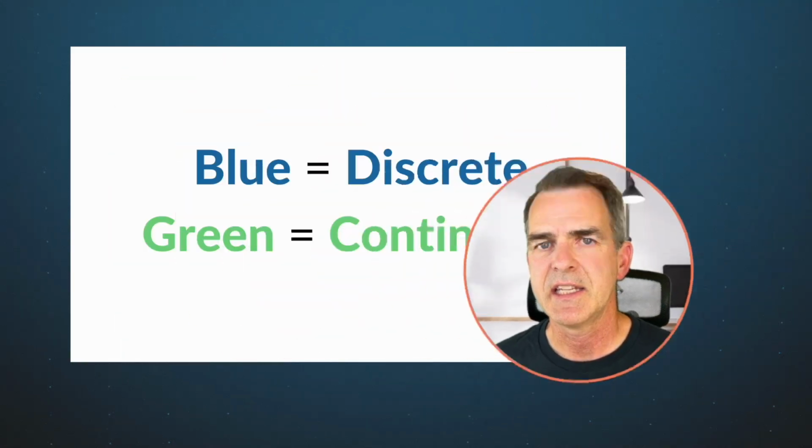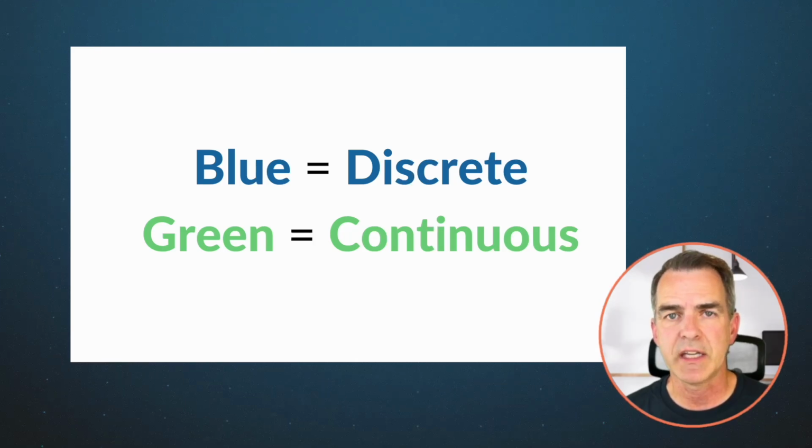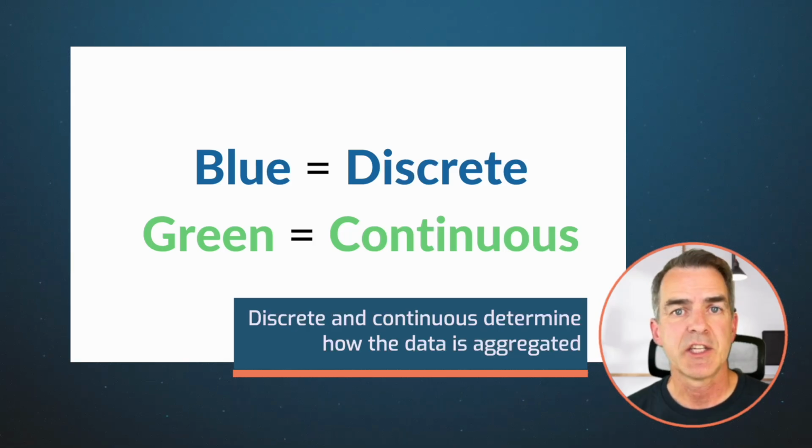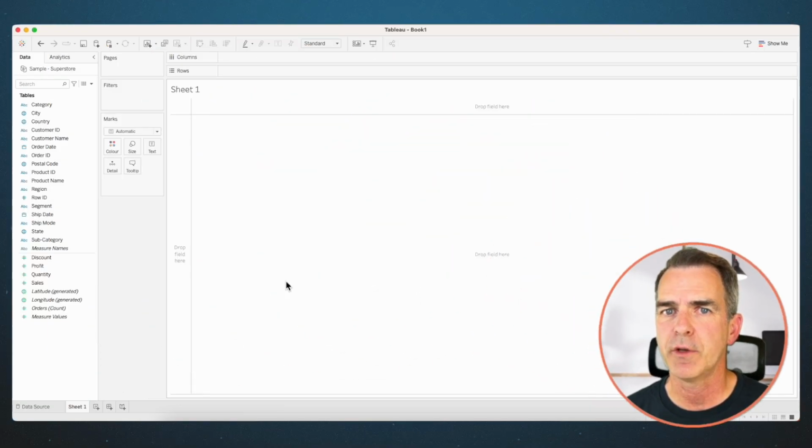Let's get started. In Tableau, the colors blue and green are used to indicate the type of data in the field. Blue fields represent discrete data, while green fields represent continuous data. Discrete and continuous determine how the data is aggregated, how many marks are created in the view, and how the data is displayed. Let's look at a few examples.